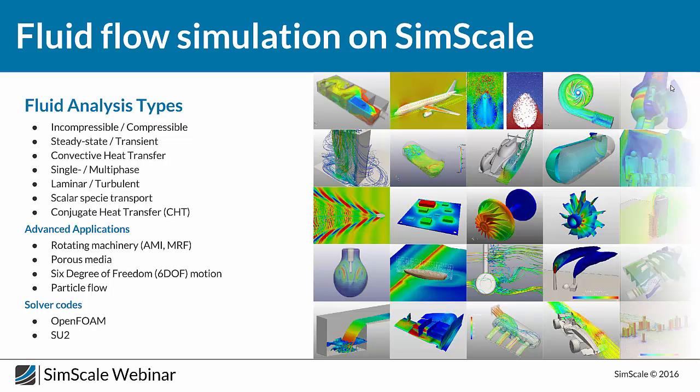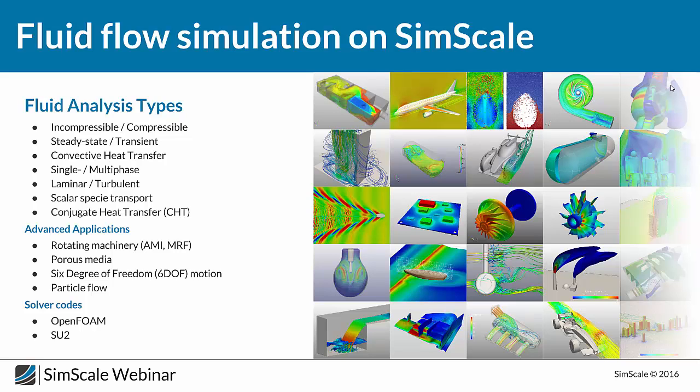One other interesting heat transfer application would be the conjugate heat transfer analysis type, wherein we have both the solid and fluid domains considered for the simulation setup. But in our case, for convective heat transfer, we would only have the fluid domain modeled and analyze only the fluid domain. We also have some advanced applications like rotary machinery and porous media, which could be clubbed with any of the previous analysis types.